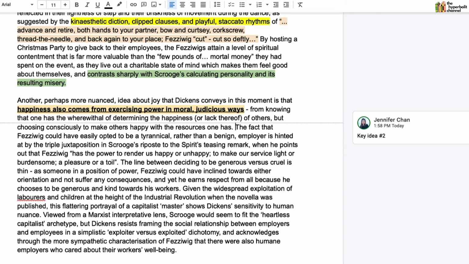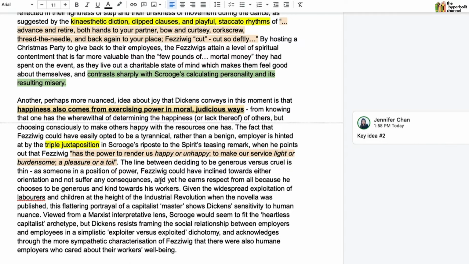The fact that Fezziwig could have easily opted to be a tyrannical rather than a benign employer is hinted at by the triple juxtaposition in Scrooge's riposte to the spirit's teasing remarks, when he points out that Fezziwig has the power to render us happy or unhappy, to make our service light or burdensome, a pleasure or a toil. So those of you who know what juxtaposition is, you'll know that happy or unhappy, light or burdensome, and pleasure or toil are the three examples of juxtaposition here, placing these opposite ideas adjacent to each other.